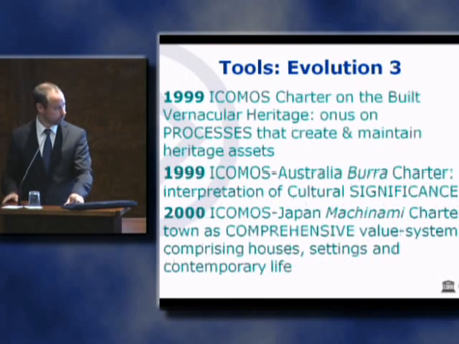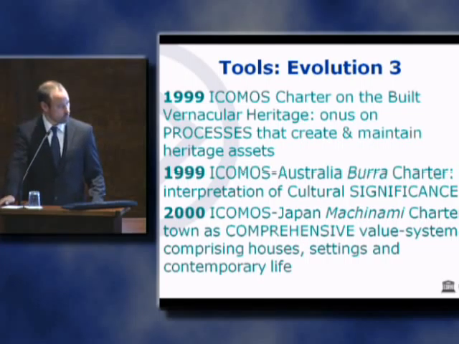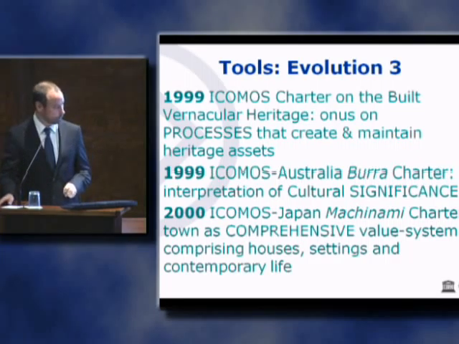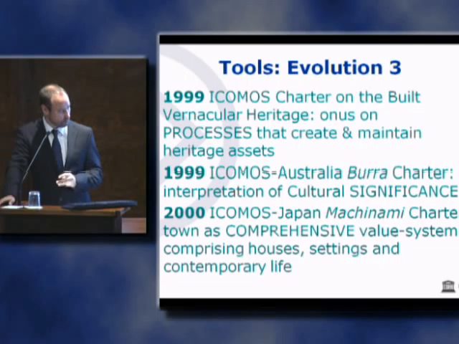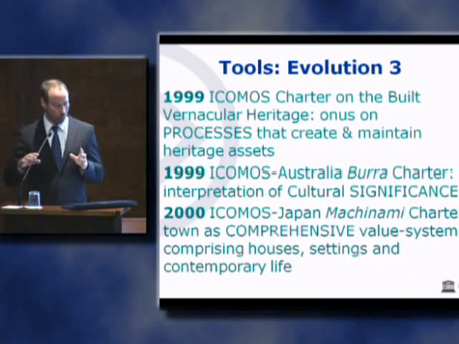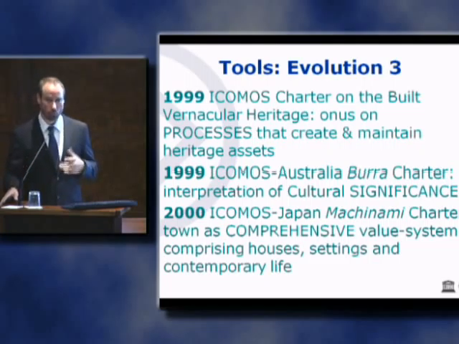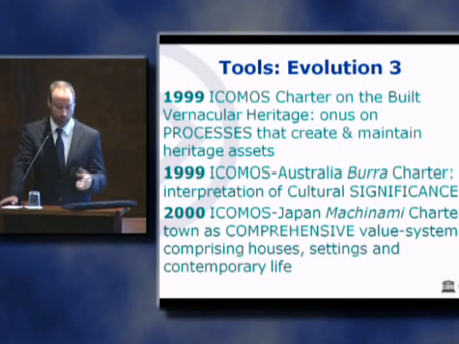Now, in 1999, ICOMOS issued the Charter on the Built Vernacular Heritage, where the onus was on the processes that create and maintain heritage assets. The 1999 ICOMOS Australia Burra Charter, a national charter, but important, I think, as well, to take account of in our discussions. I will come back to this. And in 2000, ICOMOS Japan issued the Machinami Charter, which elaborates the town as a whole as a comprehensive value system comprising houses, settings, and contemporary life of its inhabitants.